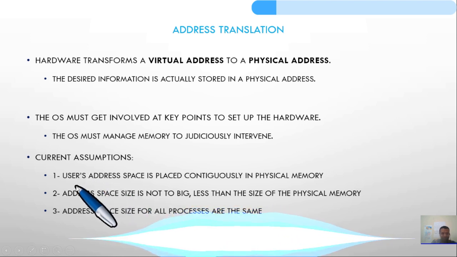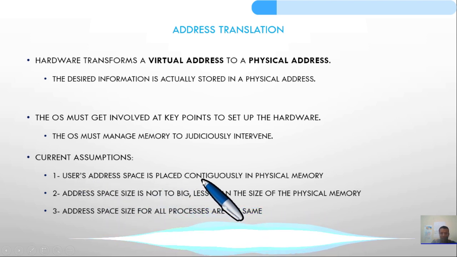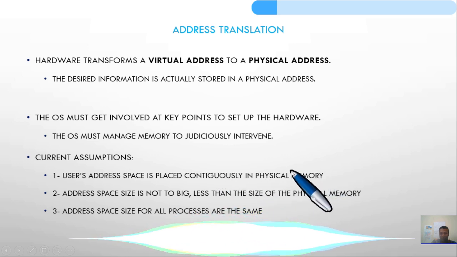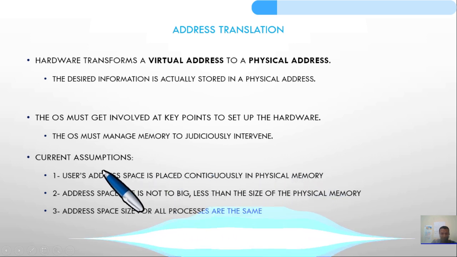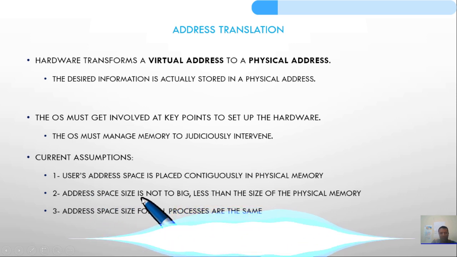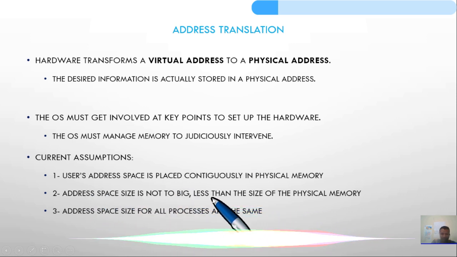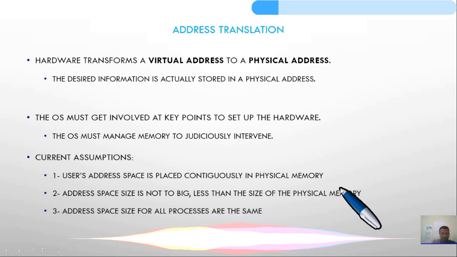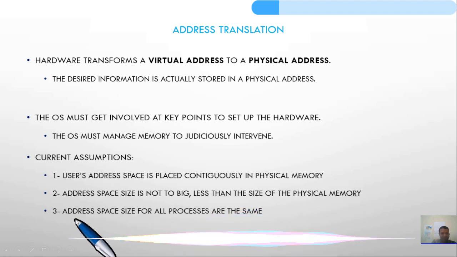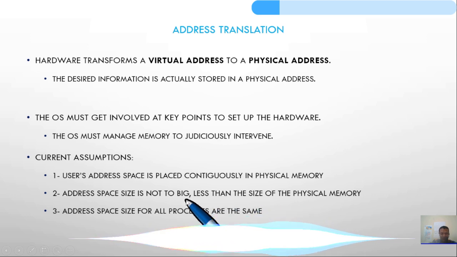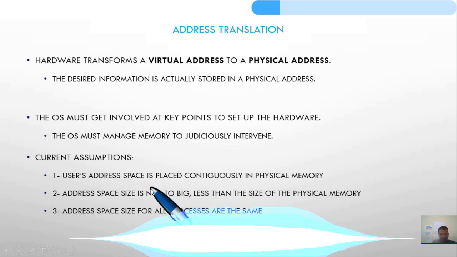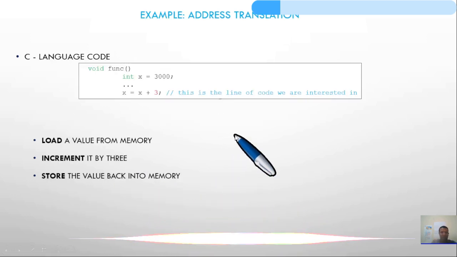So for current assumptions, we have three. The first one is that the user's address space is placed contiguously in physical memory. So the user address space itself is inside the physical memory. The address space size is not too big, less than the size of the physical memory, because we have physical memory and we have address space. So the address space is smaller than the physical memory. The address space size for all processes is the same. These are the assumptions, but we will relax them later.